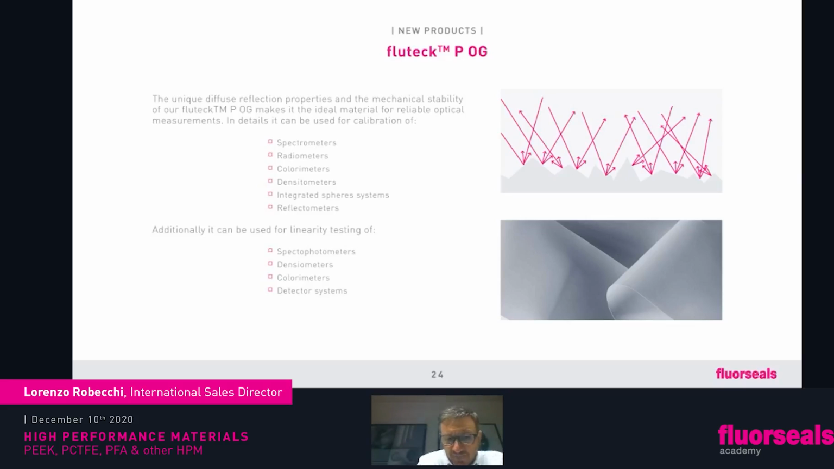If you have any customer that operates in the industry that you see on your left, then they may use optical grade PTFE. So please ask, and Fluorseals is here to support you. We're very flexible, whether it's a rod, a sheet, a tape, or a machine part. We are in the position to offer several components. Thank you very much. I hope it was of interest. That's about it for me.